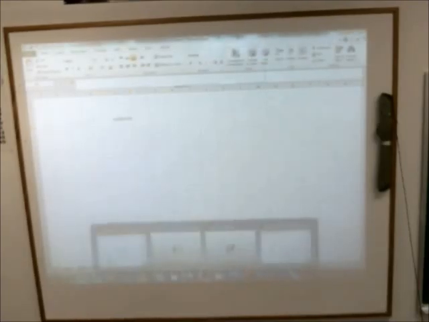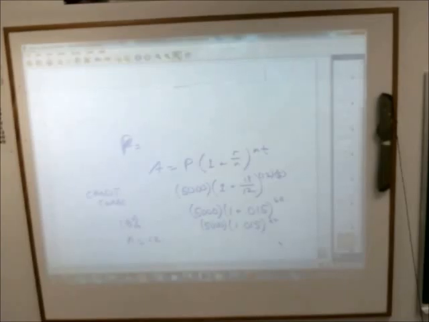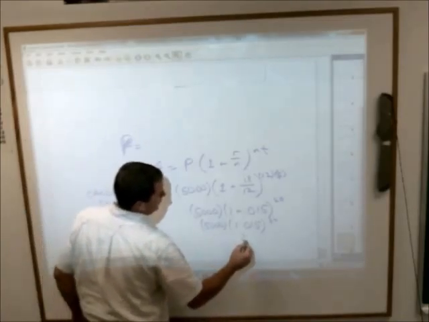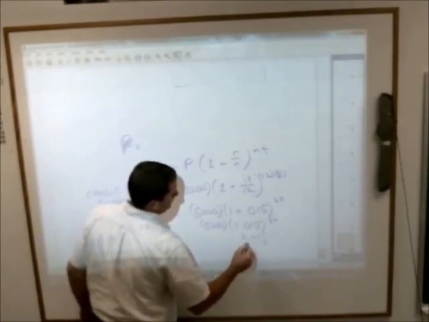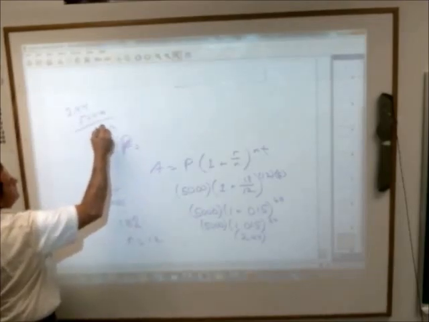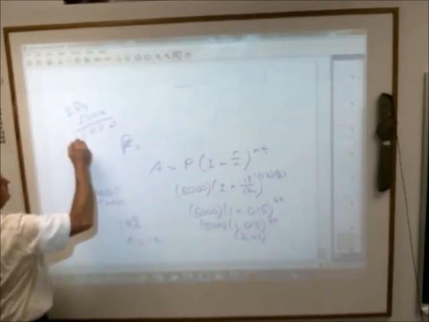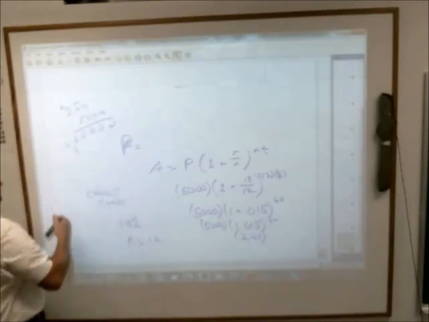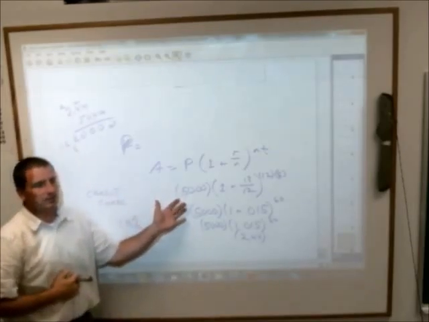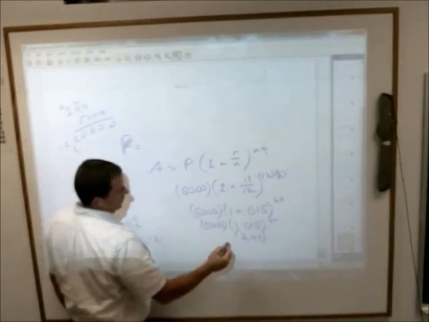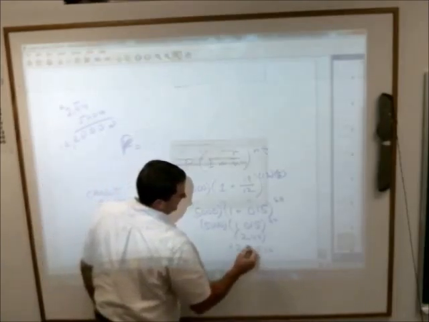2.44. So 5,000 times 2.44 is, yep. On $5,000 that you borrowed, 5 years later, you're going to owe $12,200.